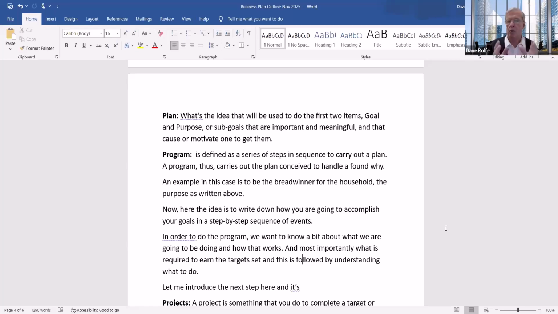So now we've got this thing called a program. What's a program? It is defined as a series of steps in sequence to carry out a plan. So your goal, let's just look at silver as the first goal. Now we have a series of steps in a sequence to carry out a plan. Well, the program then carries out the plan conceived to handle a found why. Well, what's the found why?